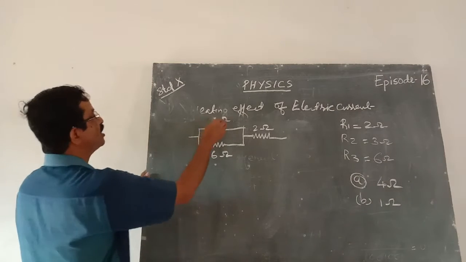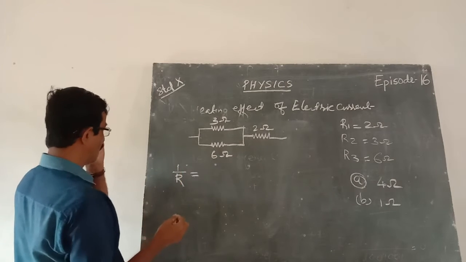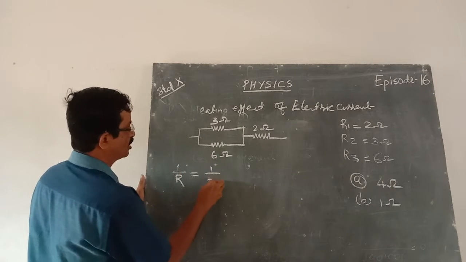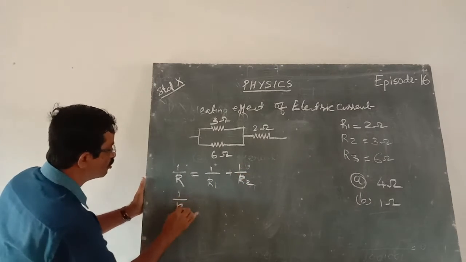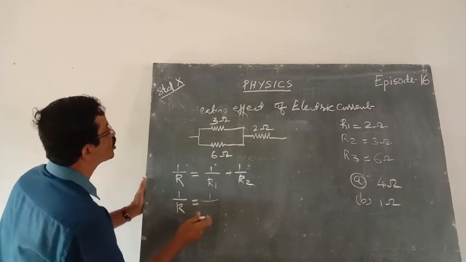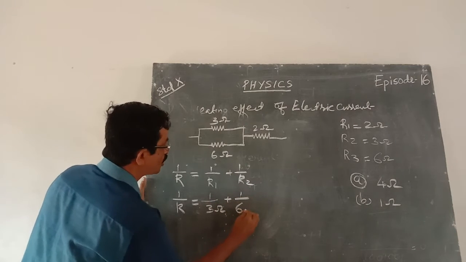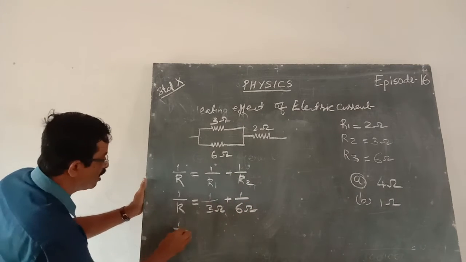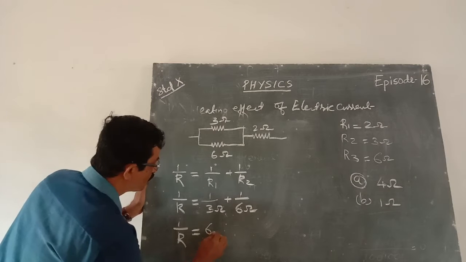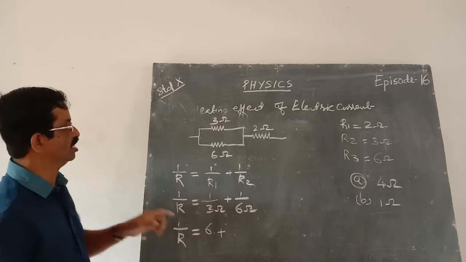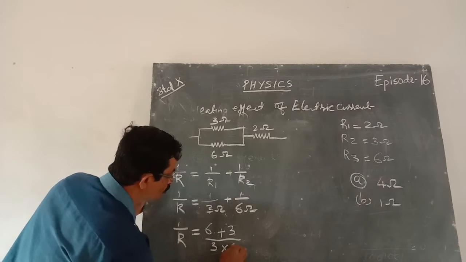See, by connecting these 3 and 6 in parallel, we know 1 by R is equal to 1 by R1 plus 1 by R2. That is, 1 by R is equal to 1 by R1, which is 3 ohm, and 1 by R2, which is 6 ohm. Again, 1 by R is equal to, we can cross multiply this, the unit we can write later on, and this is 3 divided by 3 into 6.